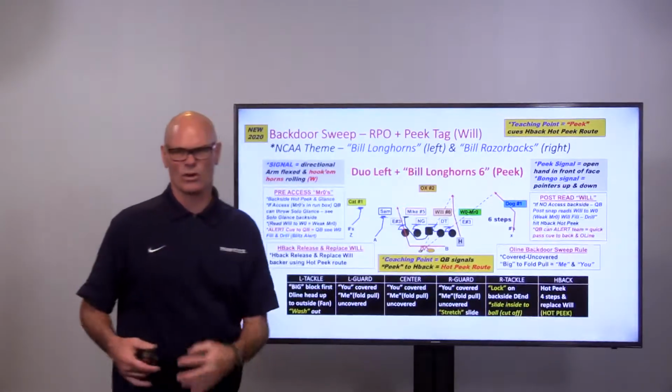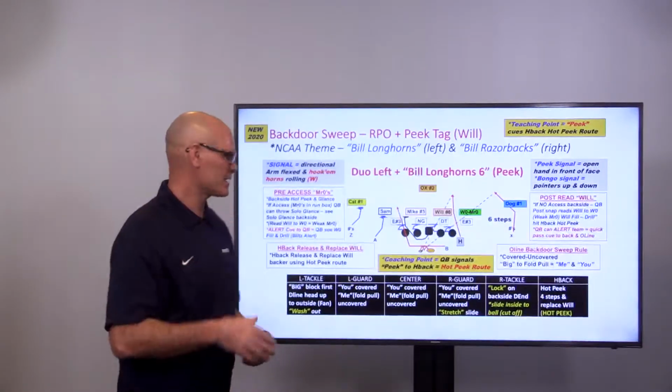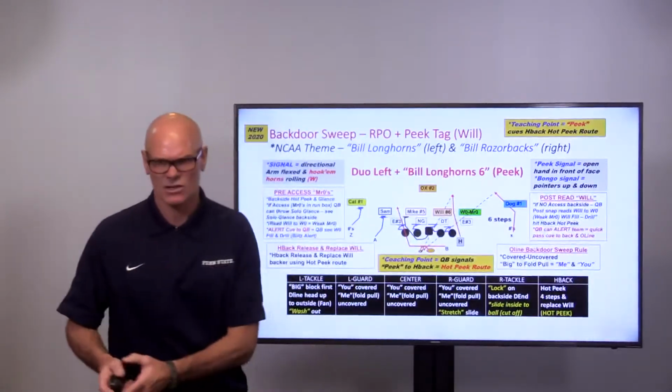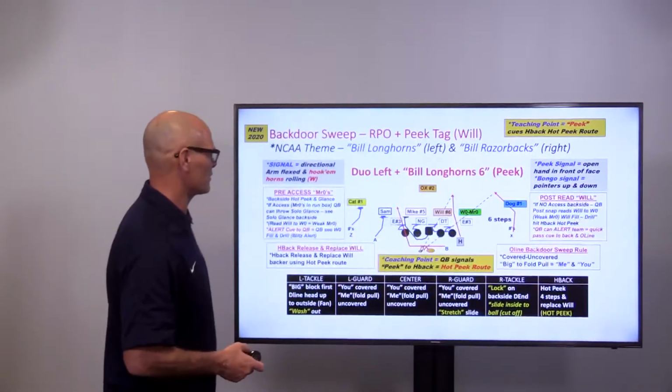So again, if you get a will that's sitting, but you want to go ahead and get your H involved, you simply add the peek signal. Everything else is the same. Shuffle steps, same read, same backer. We just add a second receiver with the H free releasing.